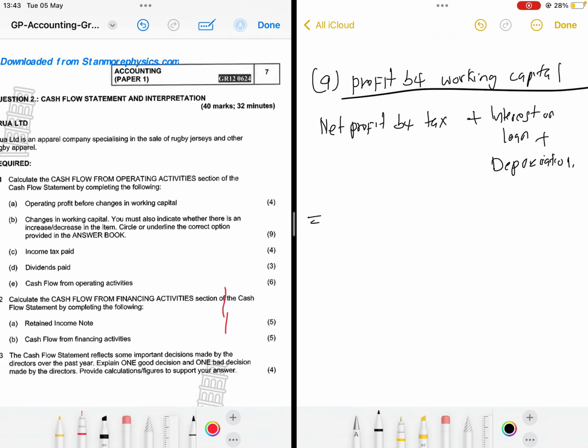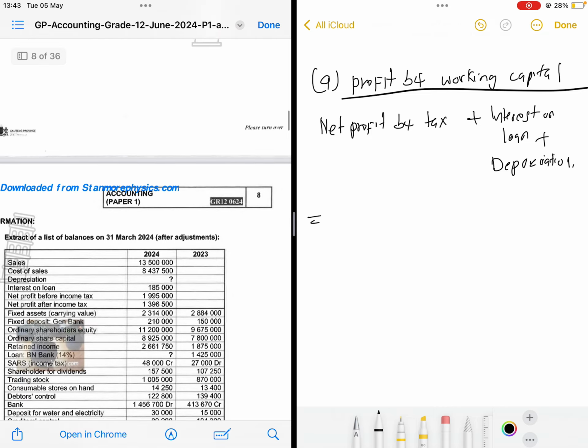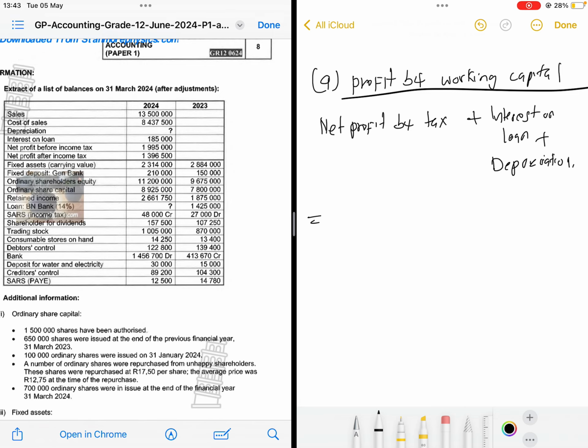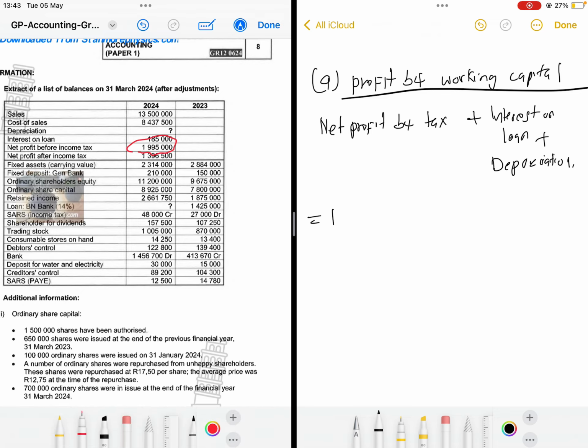Net profit before tax, you're going to get it in the smaller income statement. Before tax 2024, that one is this one. It's 1,995,000. You add interest on loan of 185,000. You add depreciation. So the depreciation is not given, right? If it's not given, you have to calculate it, right?